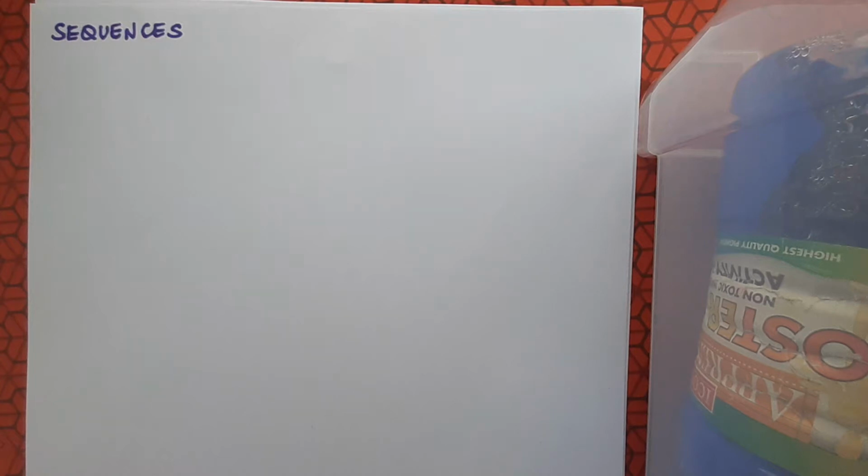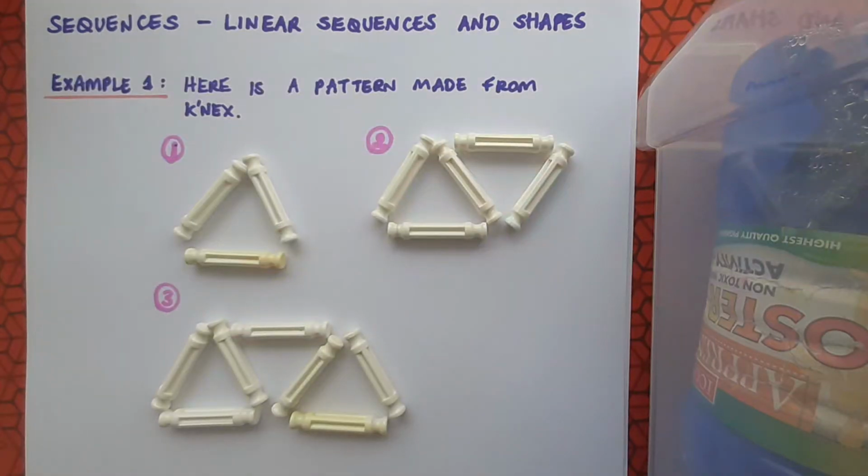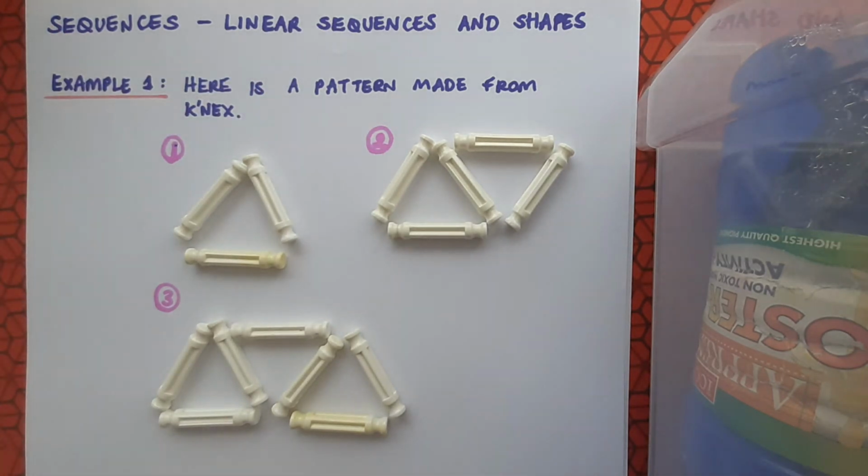This is a video on sequences, with a focus on linear sequences that are found in shapes and visual patterns. So here's our first example. In this example, we see a pattern made from K'NEX pieces, and I've drawn the first three patterns in the sequence. So have a look at these, and then what I'd like you to do is to draw the fourth pattern. So pause the video here now while you do that.